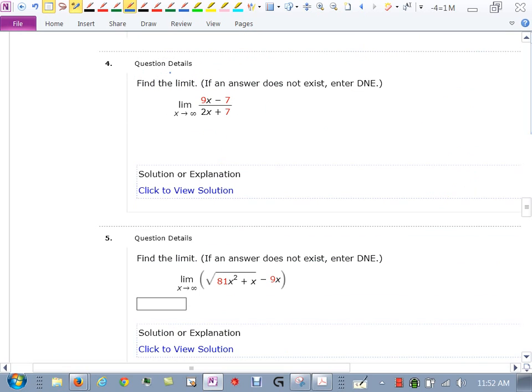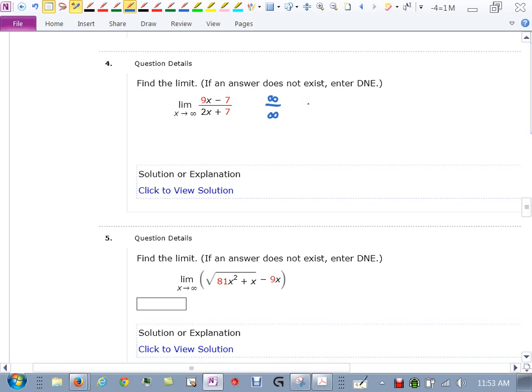Okay, next one. Find the limit if it exists. So what's happening here, x is going to infinity. 9 times infinity is infinity. Minus 7 is still infinite. So we have infinity over here. On the bottom, we have, again, infinity. So anytime we have infinity over infinity, we need to try and resolve this somehow by doing some algebra. It's just like when we get 0 over 0, we have to try something.